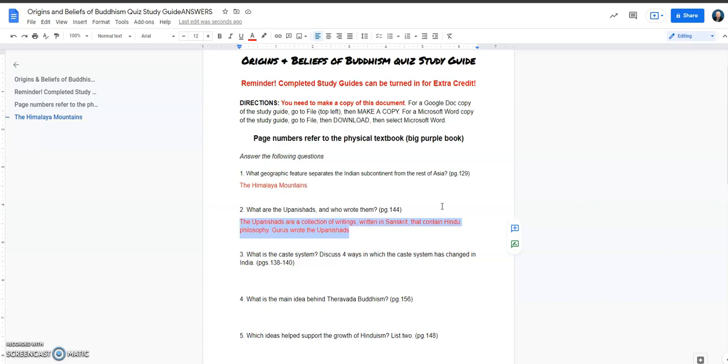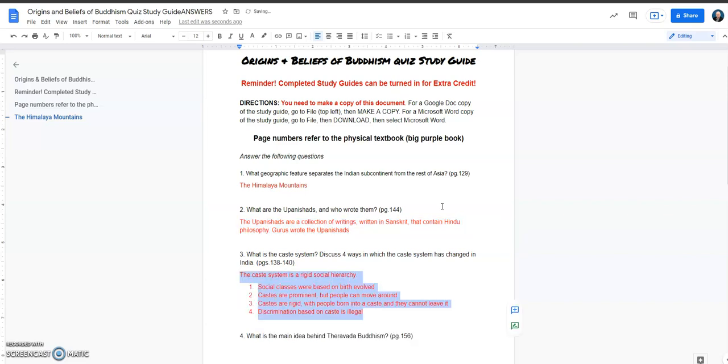Question number 3, what is the caste system? Discuss 4 ways in which the caste has changed in India. The caste system is a very rigid social hierarchy where you were born into a caste, and that caste determined things like what kind of job you can get, where you can live, and who you can marry. It was very rigid. The caste system is still in place, but it's changed a lot since its inception. So, 4 ways it's changed.